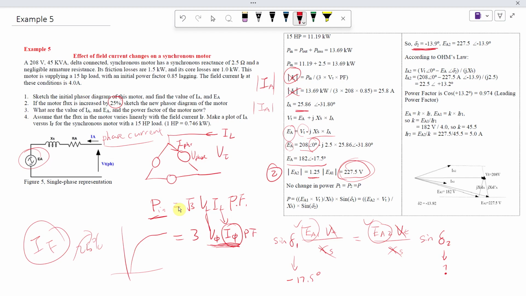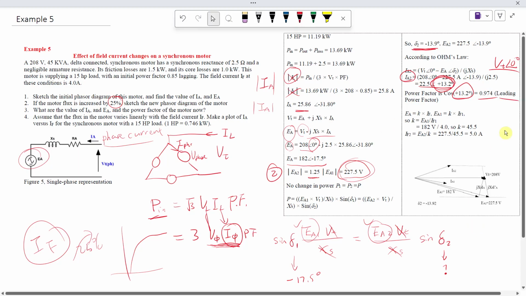Then we use Ohm's law: the high voltage minus the low voltage in phasor form divided by jXS, and you get the current. The current's phase difference with VT, where VT always has 0 degrees, is the power factor angle, and the cosine of that angle is your power factor. The current is in front, a positive angle relative to the voltage, so it's leading.